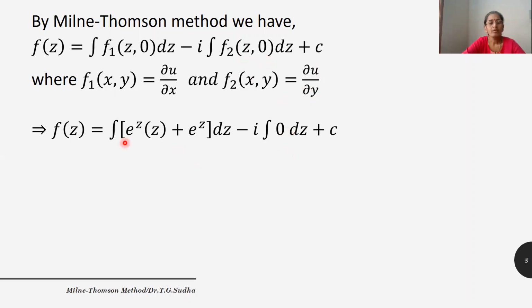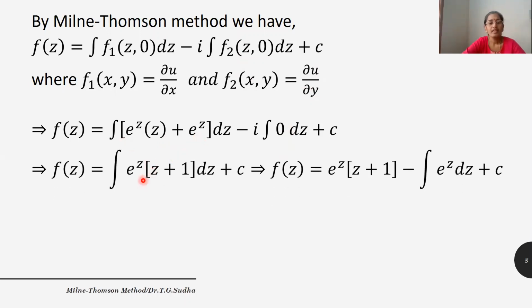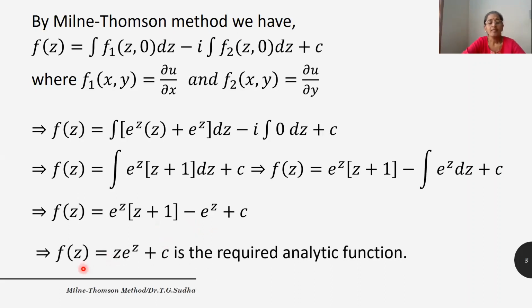So now here you have e power z common, so you can remove that in the integrand and we get e power z into z plus 1 dz plus c. On integrating using integration by parts, we get e power z into z plus 1 minus integral e power z dz plus c. Now on integration, e power z gives us e power z. So here e power z plus minus e power z gets cancelled and finally we obtain f of z is equal to z e power z plus c, which is the required analytic function.